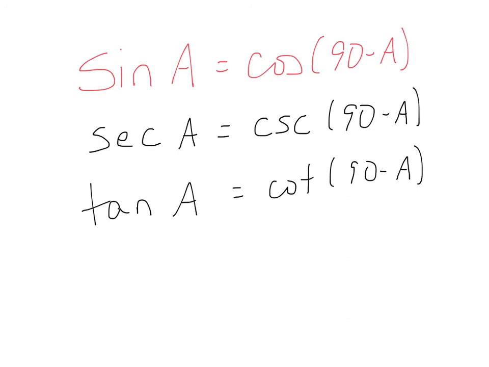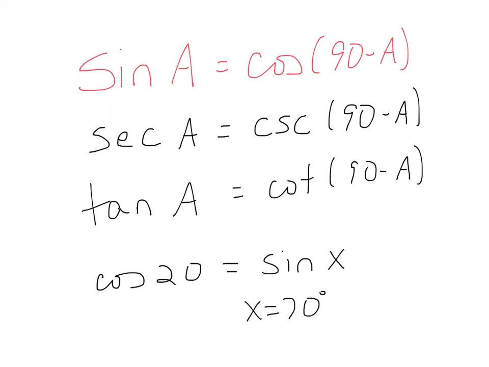So one way that I could ask you this is to ask you, if the sine of x and the cosine of 20 are equal to each other, what does x have to be? X has to be 70 because they have to be complementary. So just a quick little thing about cofunctions and the relationship between cofunctions. All right, so tomorrow we're going to be looking a lot more closely at the reciprocal functions.